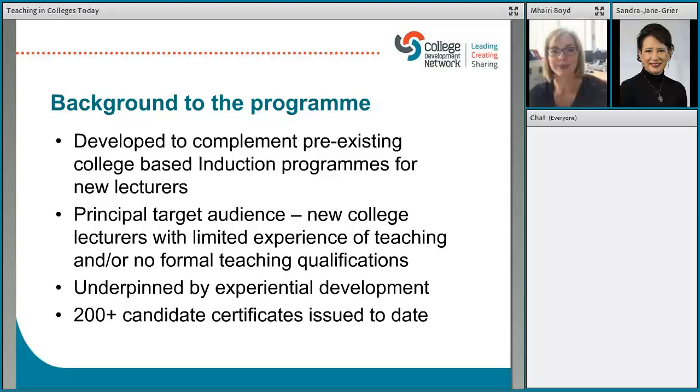The additional benefit of the TiCT unit content is that it also focuses on promoting self-reflection and evaluation as part of a lecturer's professional practice. And with the new How Good is Our College quality assurance model, all of these features, we believe, help support lecturers with industry experience to more fully understand the role and expectations of what it means to be a lecturer in colleges today.